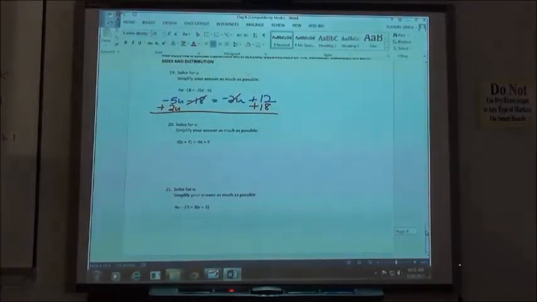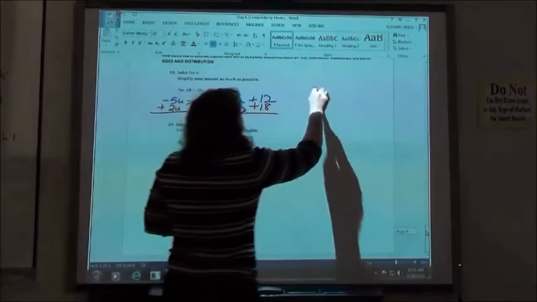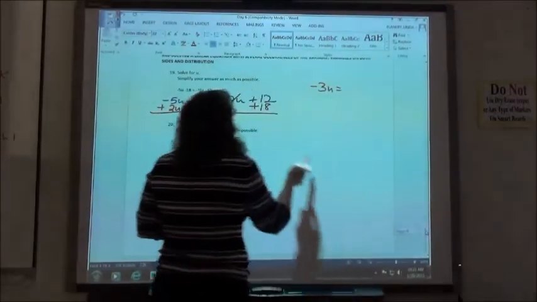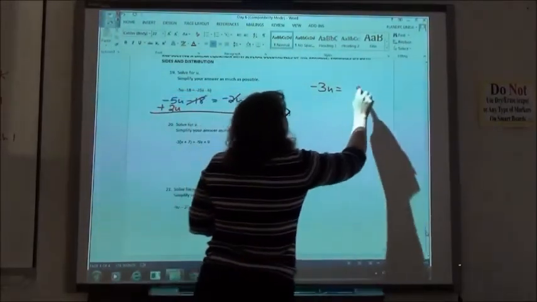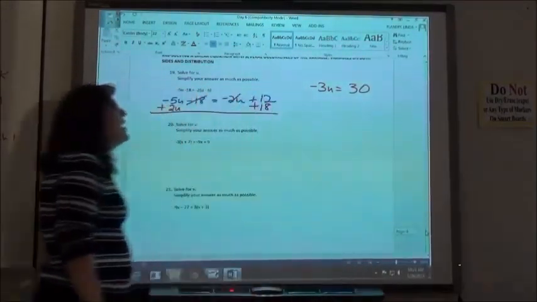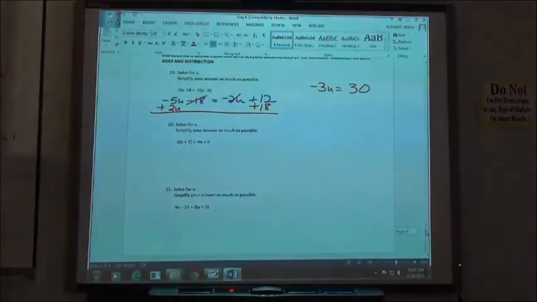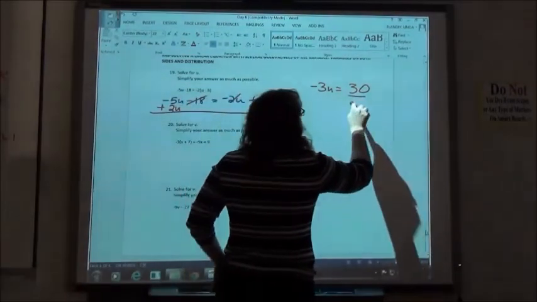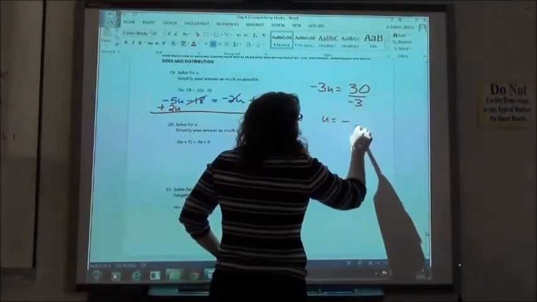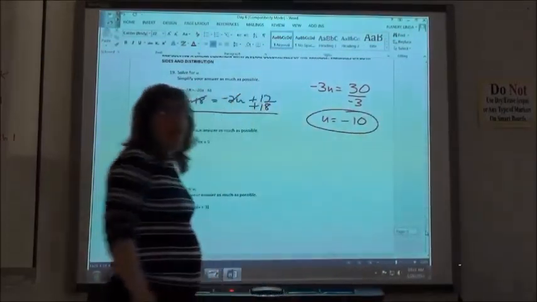So I have negative 5 plus 2, which is negative 3u. I have a 12 plus an 18, which is 30. So negative 3u equals 30. And then I can get rid of that coefficient by dividing. So dividing by negative 3, u equals negative 10 for my answer.